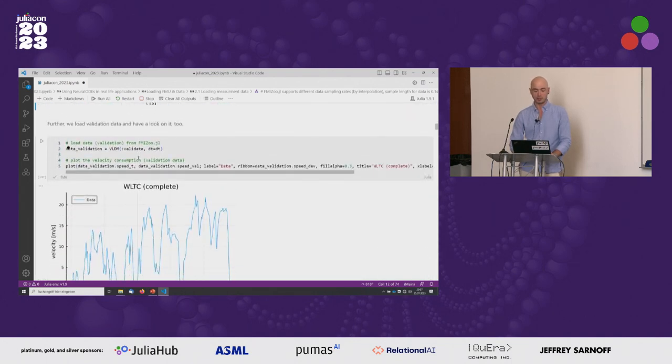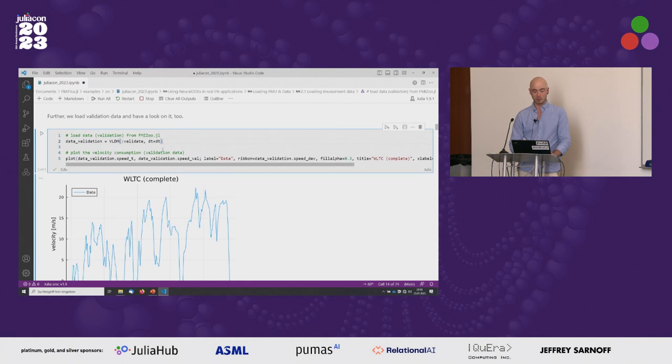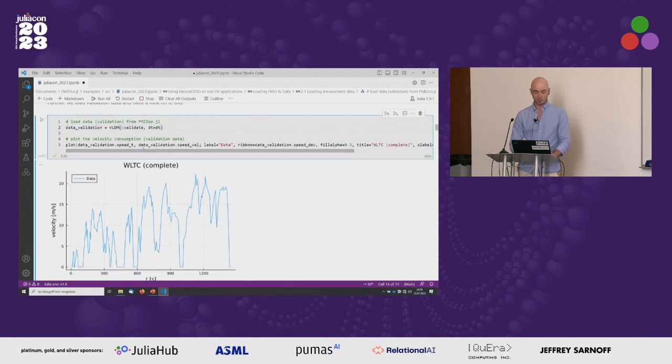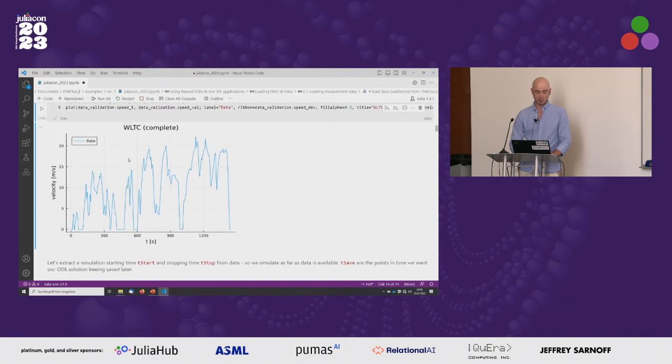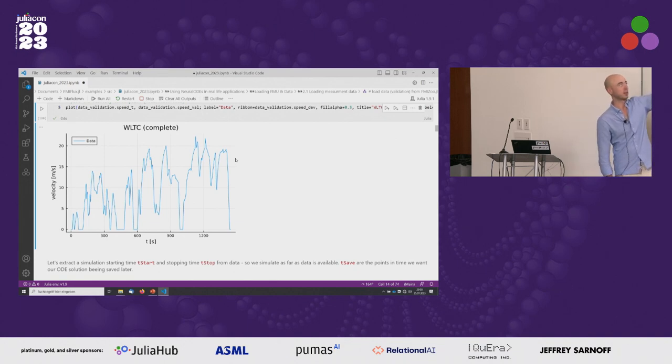Further, we load some validation data. This is also possible, this time with the keyword validate instead of train, to capture the validation data set. And we also could plot validation data, and we see it's the entire WLTC driving cycle, so not just the first 600 seconds, but the entire driving cycle.